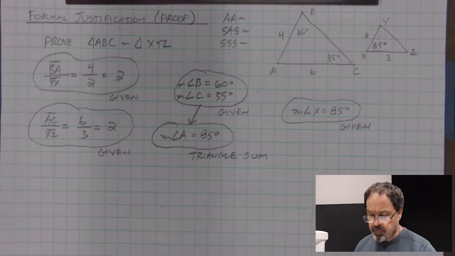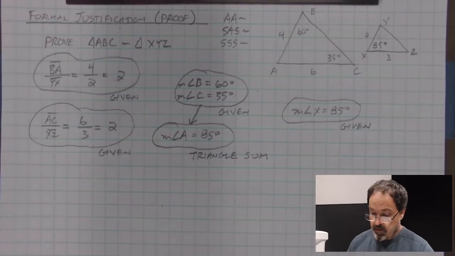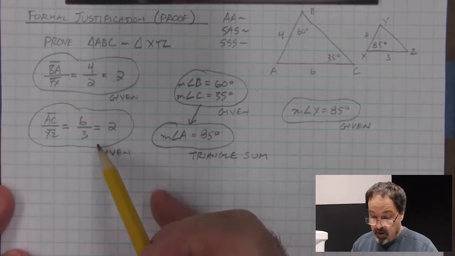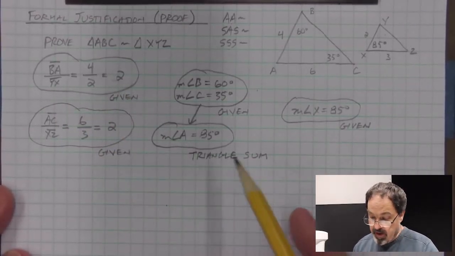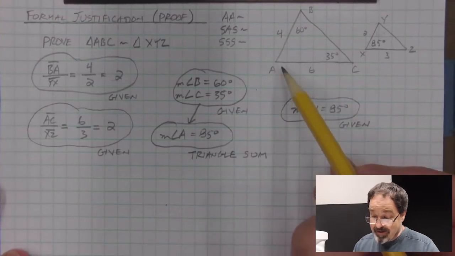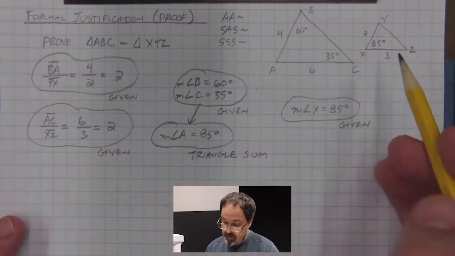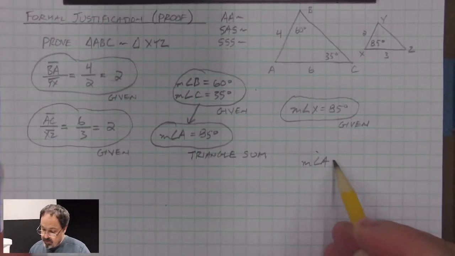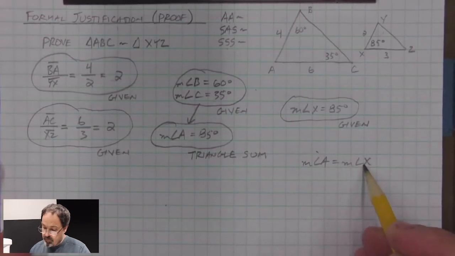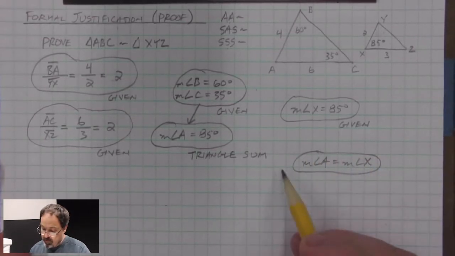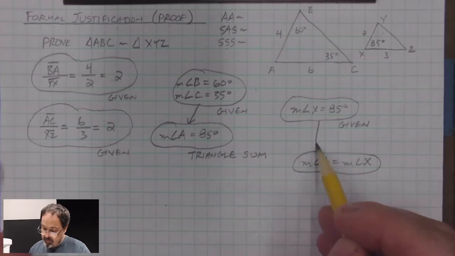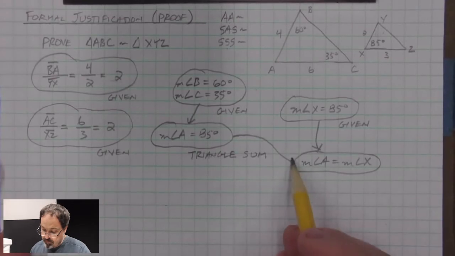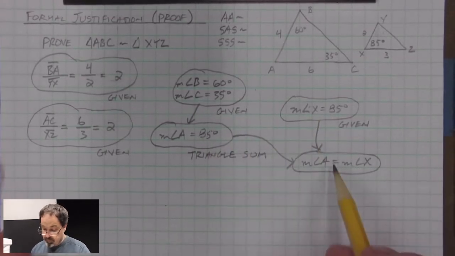I have enough information to prove that these triangles are similar. I have the two sides, and their ratios are equal. I have the angle in between, but I haven't established that angle A is equal to angle X. It might be obvious, but it needs to be stated explicitly. The measure of angle A is equal to the measure of angle X. Those two corresponding angles are equal. It comes from them having the same measure, 85 degrees, established in two different fact bubbles. So I have to point from these two to this one.